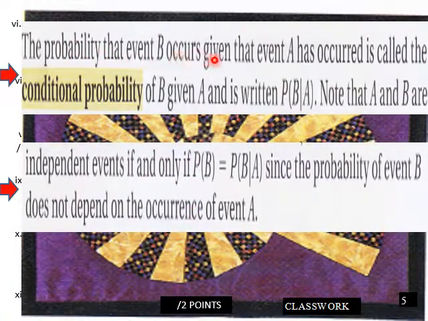Okay, the probability that event B occurs given that event A has occurred is called the conditional probability of B given A, and is written probability of B given A. Note that A and B are independent events if and only if probability B equals probability B given A, since the probability of event B does not depend on the occurrence of event A.